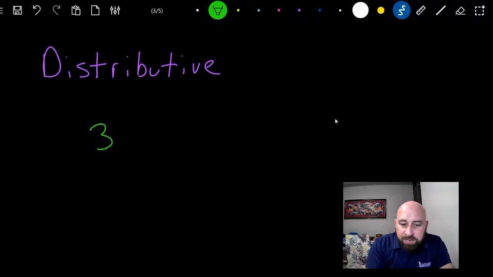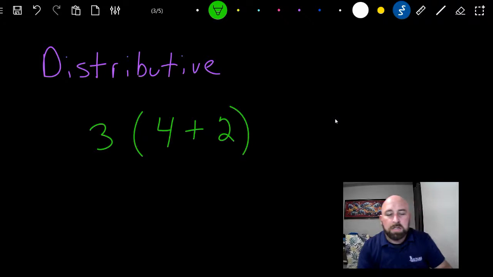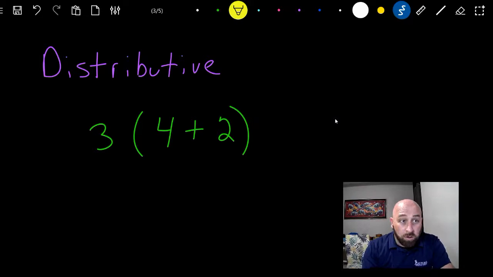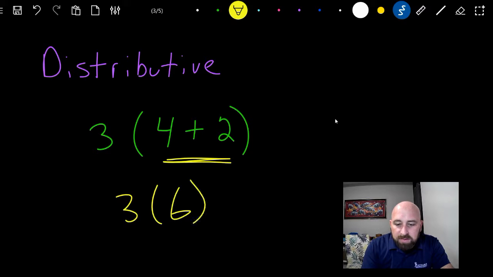If I have a 3 and then a parenthesis, 4 plus 2. Now I'm showing you this without any algebra right now because I want you to see that it actually does work. And then I'll show it to you with algebra. So now, order of operations tells us to do this first, correct? Okay? So we would get 3 times 6, and that would be 18.